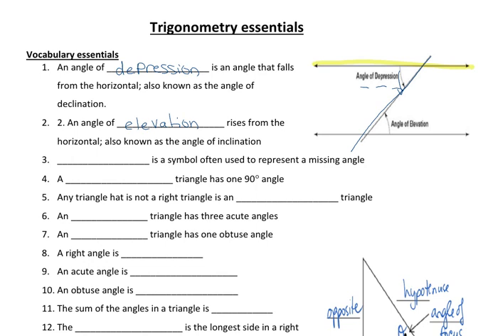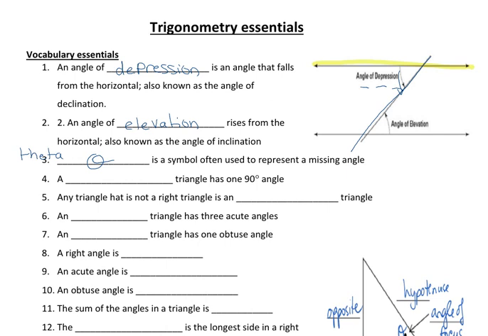We use Greek letters when we talk about angles. They like to use Greek letters, and the often used Greek letter is the letter theta. The letter theta looks like an O, but it has that line through it, so it's called theta. And it's a symbol often used to represent a missing angle.